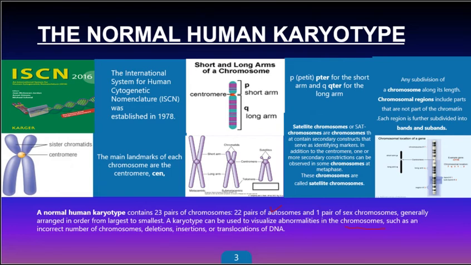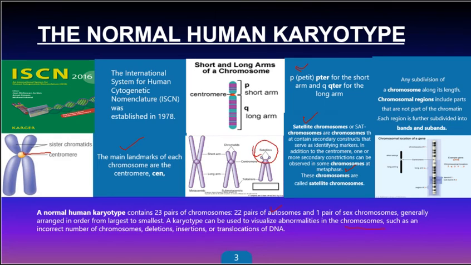Next, the main landmarks of each chromosome are the centromere, abbreviation CEN, and the arms of the chromosome. It is divided into two arms: P, the short arm, and Q, the long arm. Next is the satellite chromosome. The centromere is also called the primary constriction, and satellites are also called secondary constrictions. These constrictions serve as identifying markers. In addition to the centromere, one or more secondary constrictions can sometimes be observed at the metaphase stage. They form a knob-like structure, called a satellite or secondary constriction.